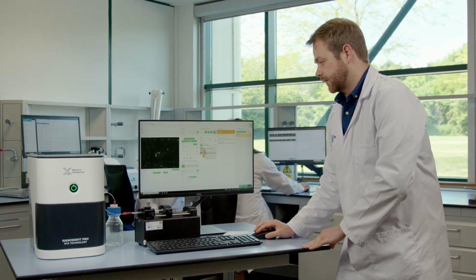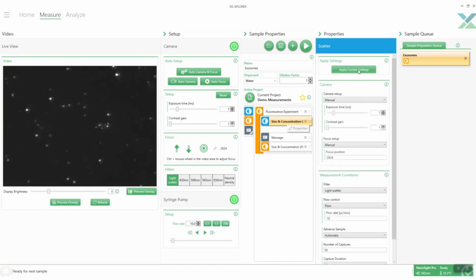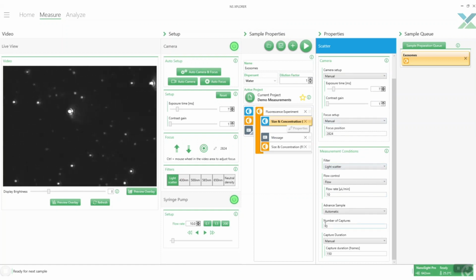So for the scatter part, we've already got our settings here, so we can just click Apply Current Settings, which gives us them all over here. And I'm just going to lower the number of captures to keep the measurement shorter for this demo.